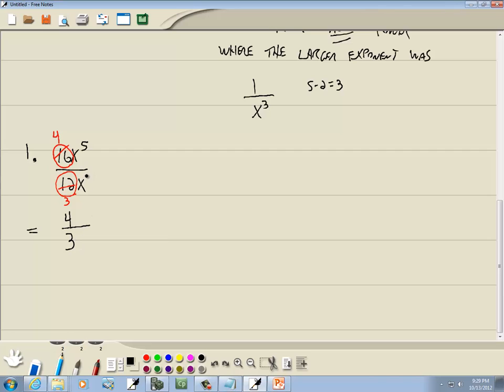Now this x down here is like x to the first power. So we got x to a power over x to a power. We're going to subtract the smaller exponent from the larger one. So we got 5 minus 1 gives us 4. And we're going to have x to the fourth where our larger exponent was, which was on top. So we'll put an x to the fourth here. And that's our answer.